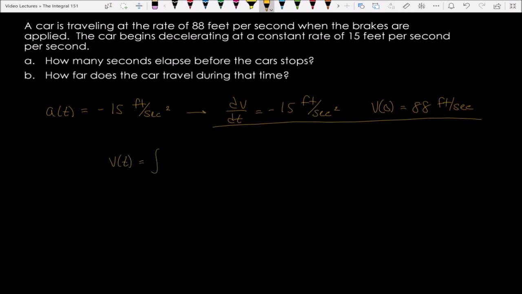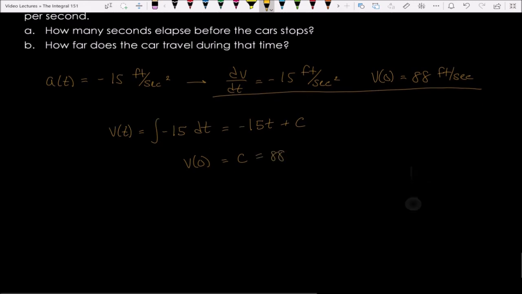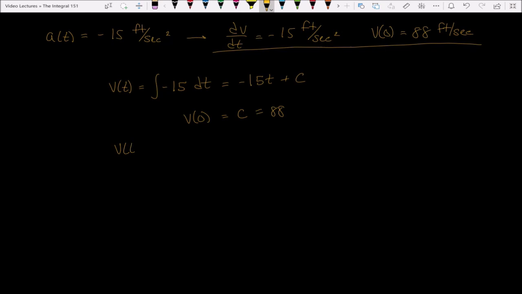So v of t will be the antiderivative of negative 15 dt, which is negative 15t plus a constant. We use now the initial value to solve for that constant. We know that v of 0 will be, according to this, c, but that has to equal 88 feet per second. So our velocity function is 88 minus 15t.